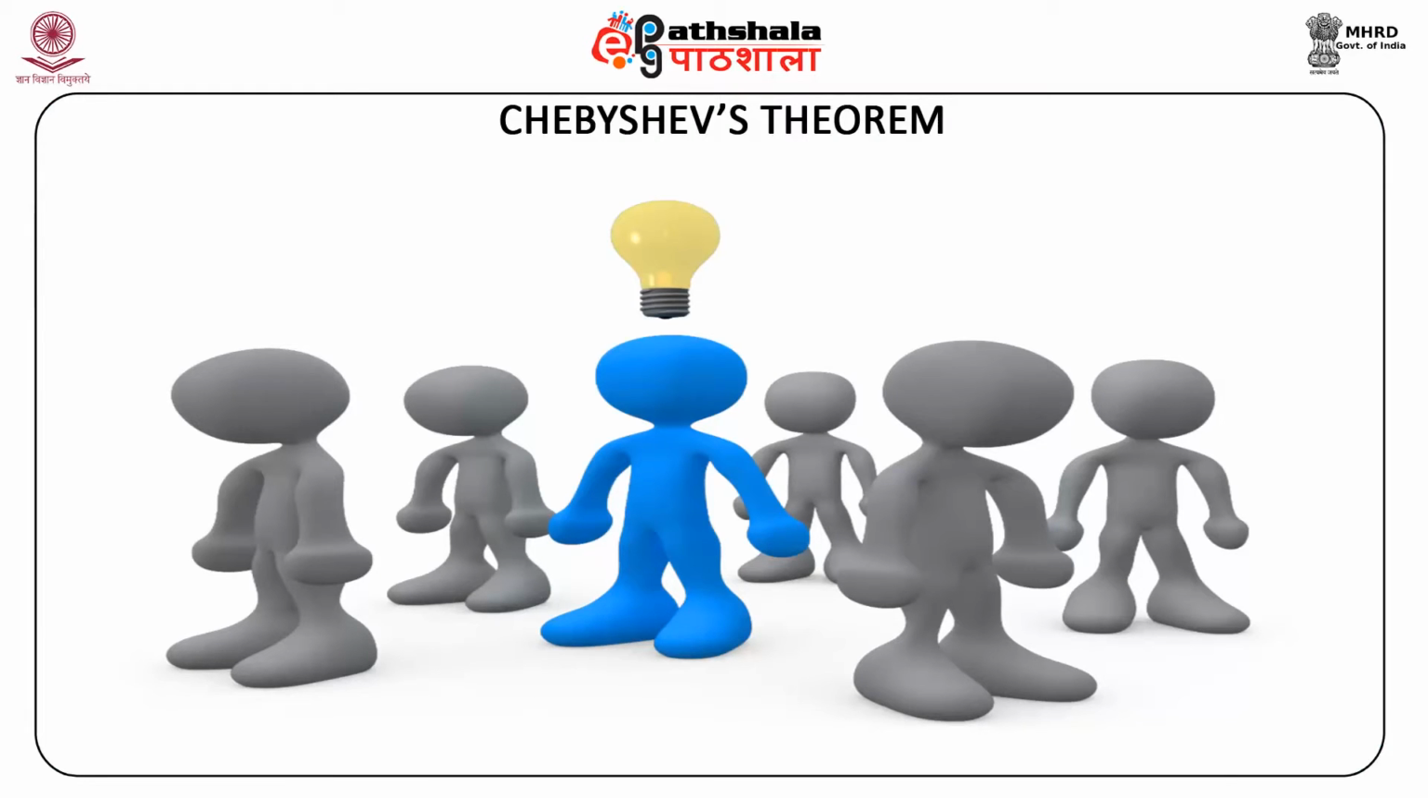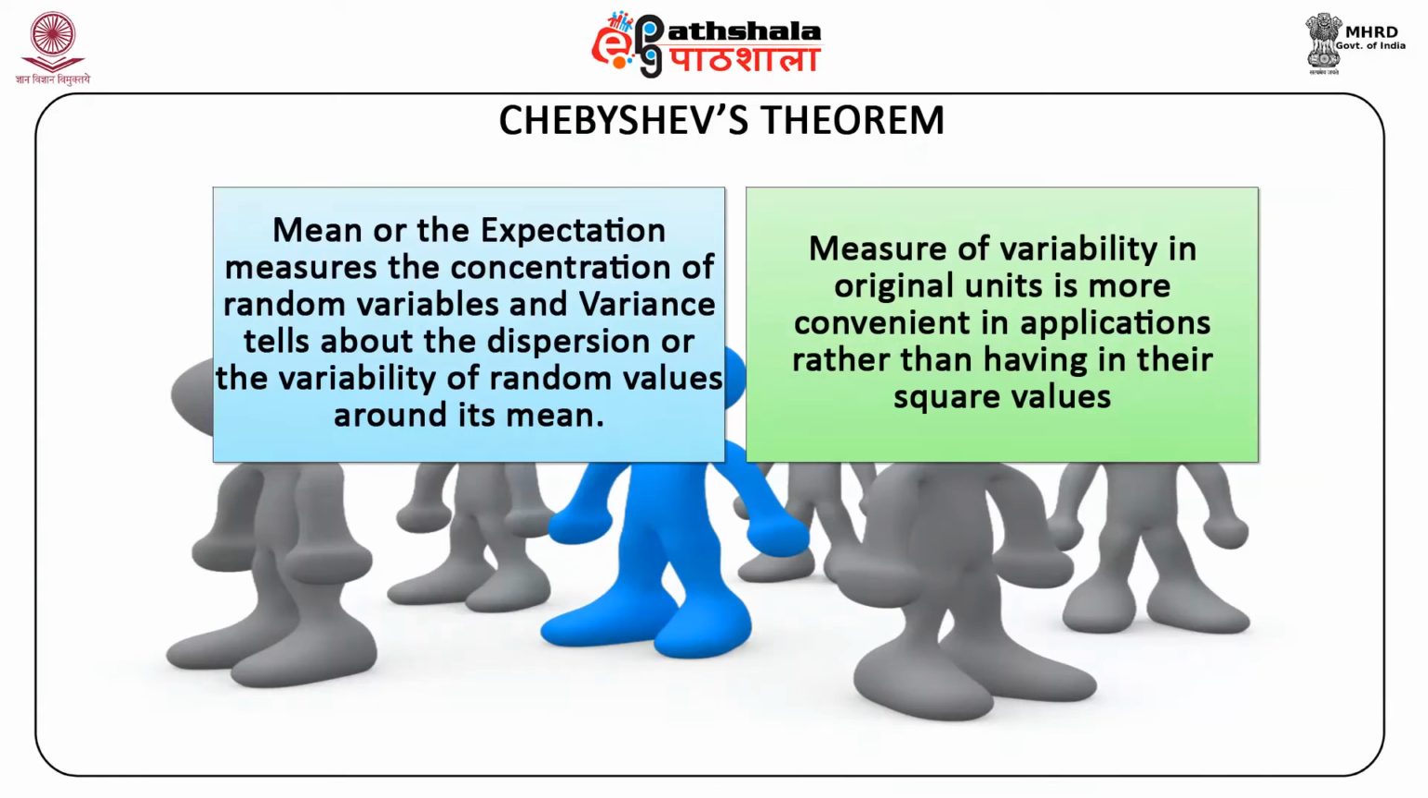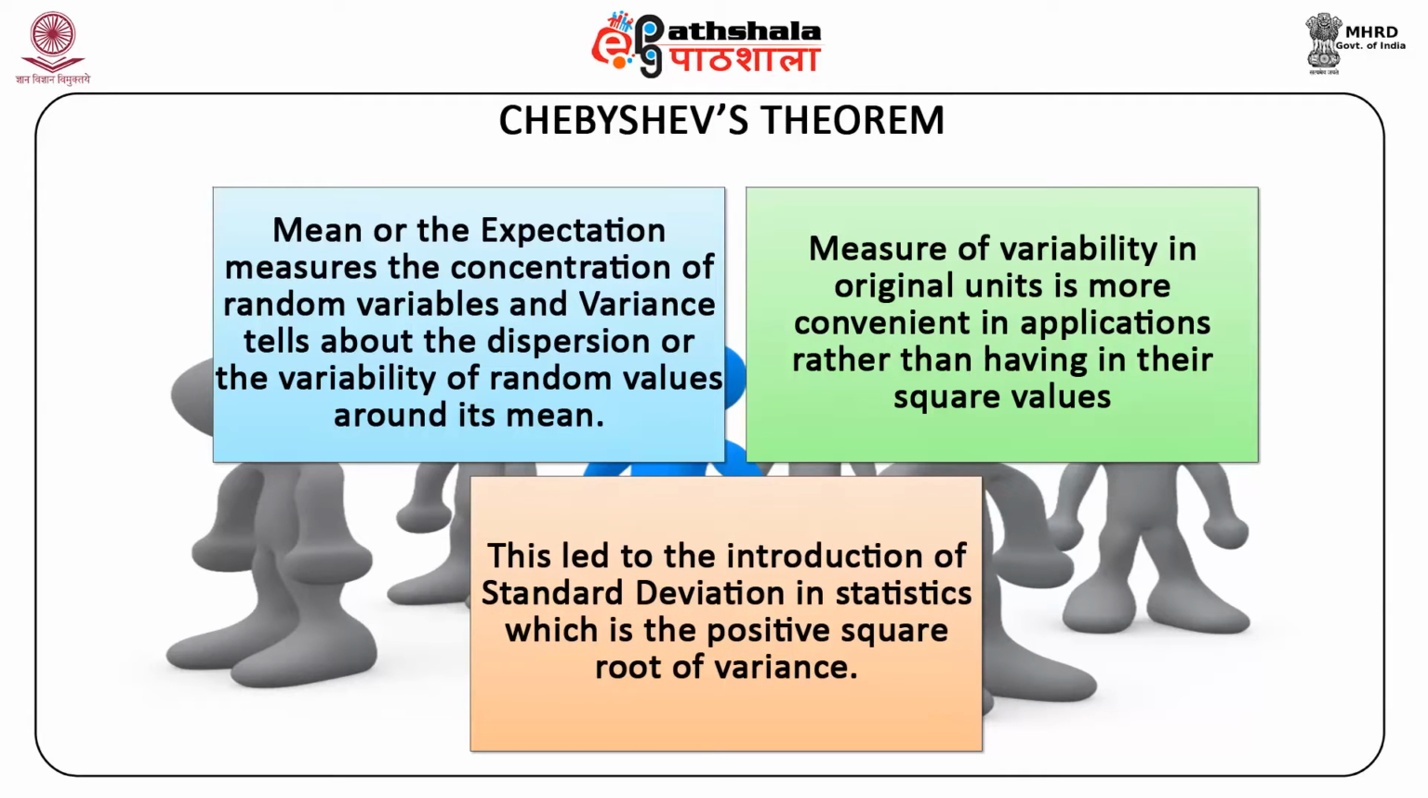We know that mean or the expectation measures the concentration of random variables and variance tells about the dispersion or the variability of random values around its mean. Further, a measure of variability in original units is more convenient in applications rather than having it in square values. This led to the introduction of standard deviation in statistics, which is the positive square root of variance.